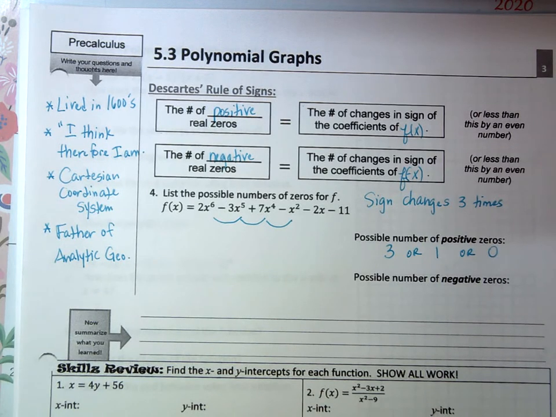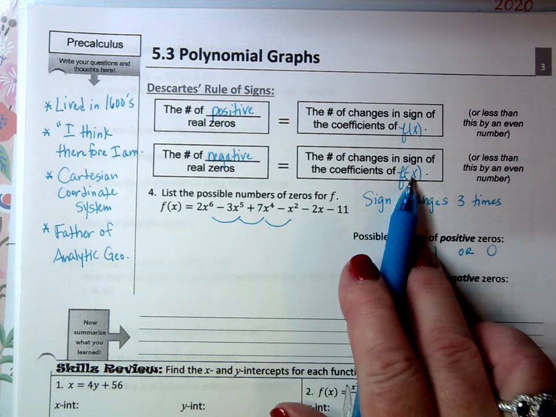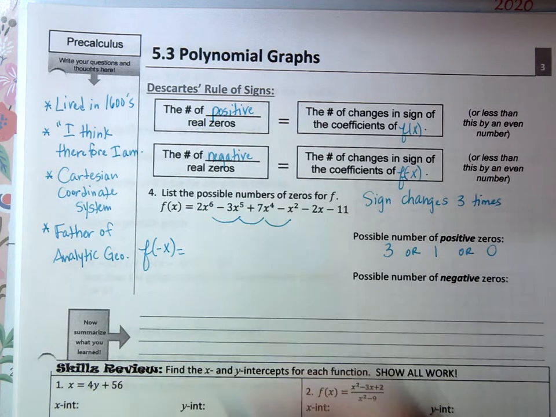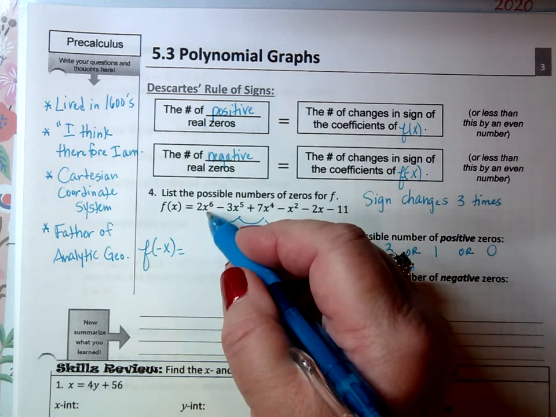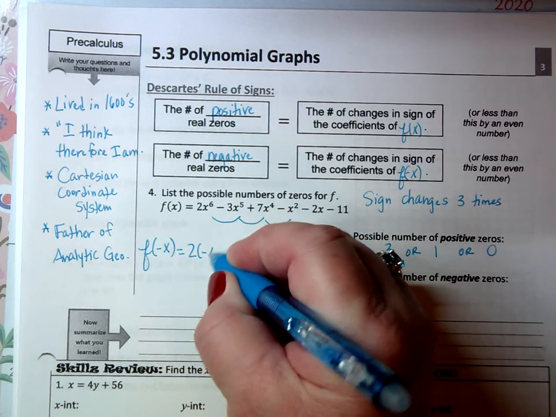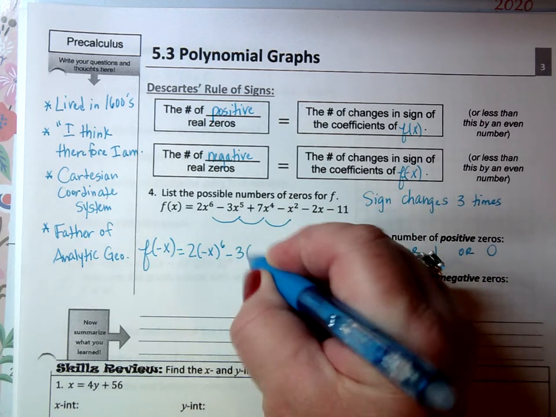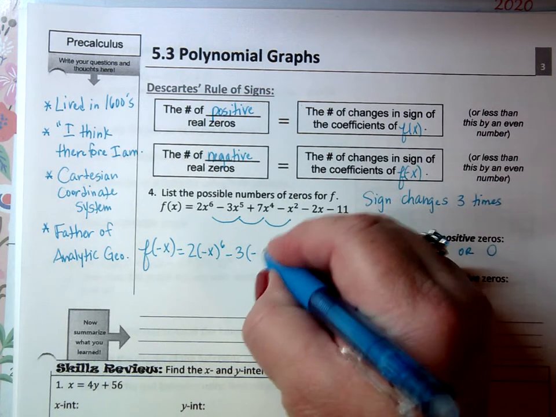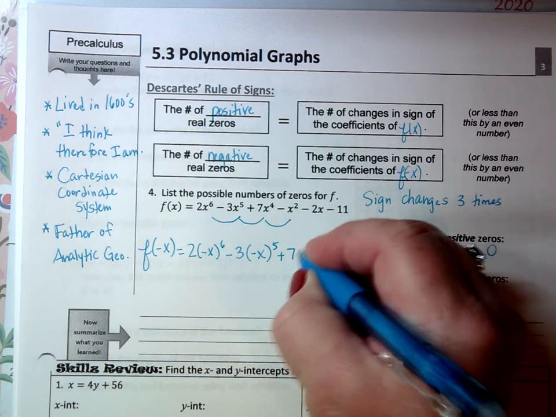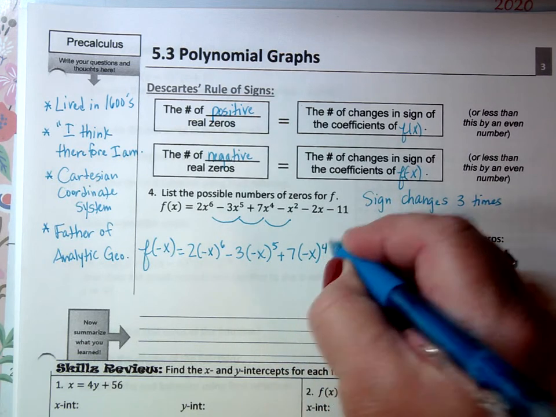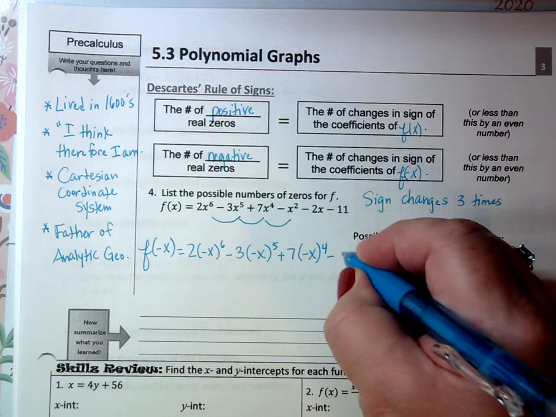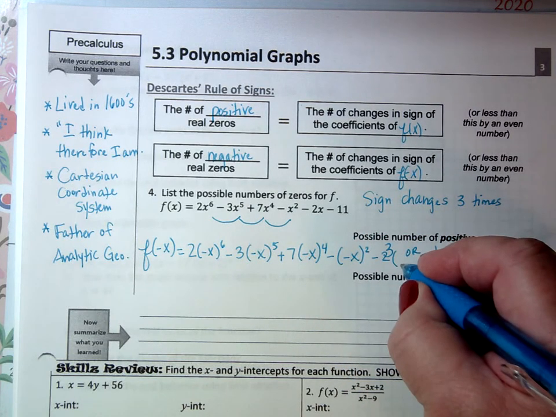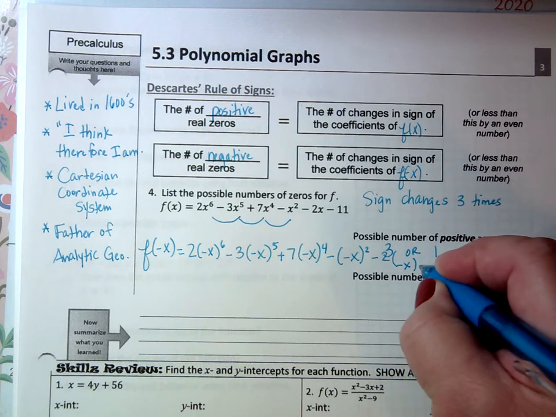to look at what happens if I put a negative x into this thing. So I want to figure out what f of negative x is. And that's going to make me have a negative x into this. Now, it's going to be 2 times negative x to the 6th minus 3 times negative x to the 5th plus 7 times negative x to the 4th minus negative x squared minus 2 times negative x and then minus 11. Let me clean it up and check it out.